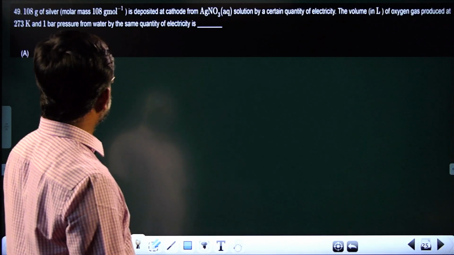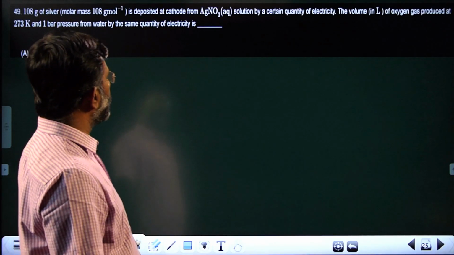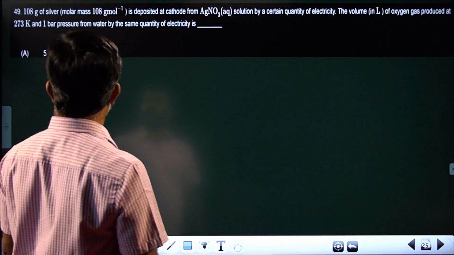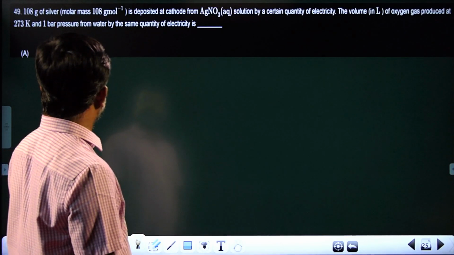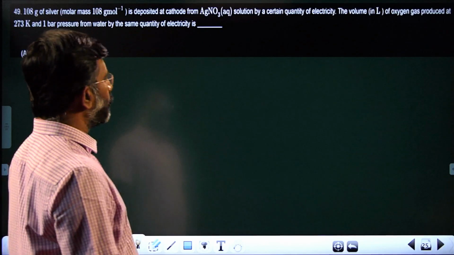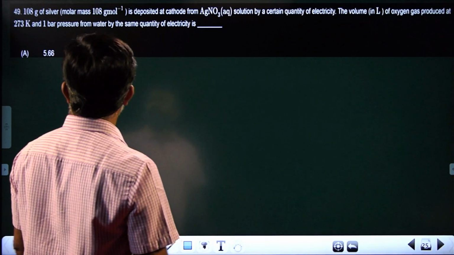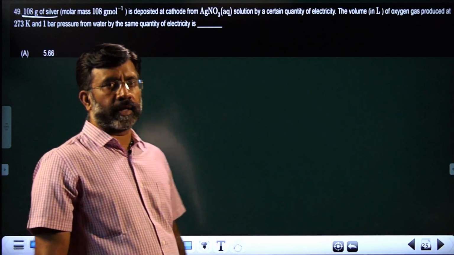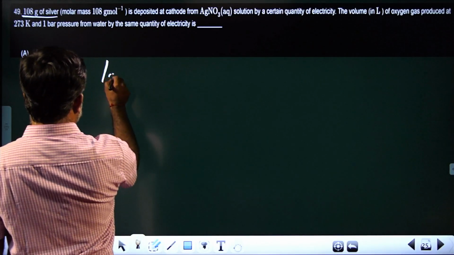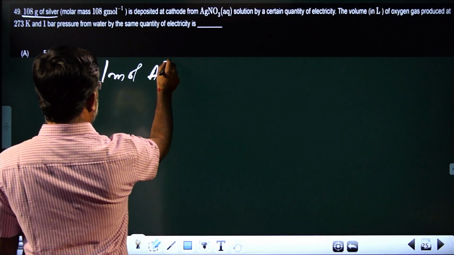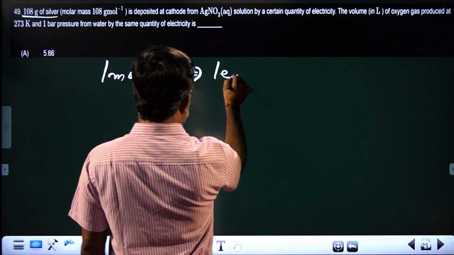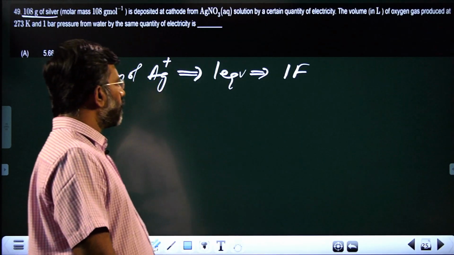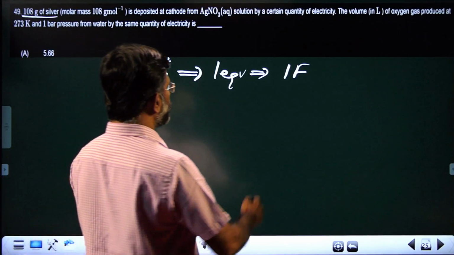108 gram silver is deposited at a cathode from silver nitrate solution by a certain quantity of electricity. The volume in liters of oxygen gas produced at 273 Kelvin and 1 bar pressure from water by the same quantity of electricity is. You see, silver reacted is 108 gram. That means 1 mole. 1 mole silver is 1 equivalent silver. The quantity of electricity is 1 Faraday.